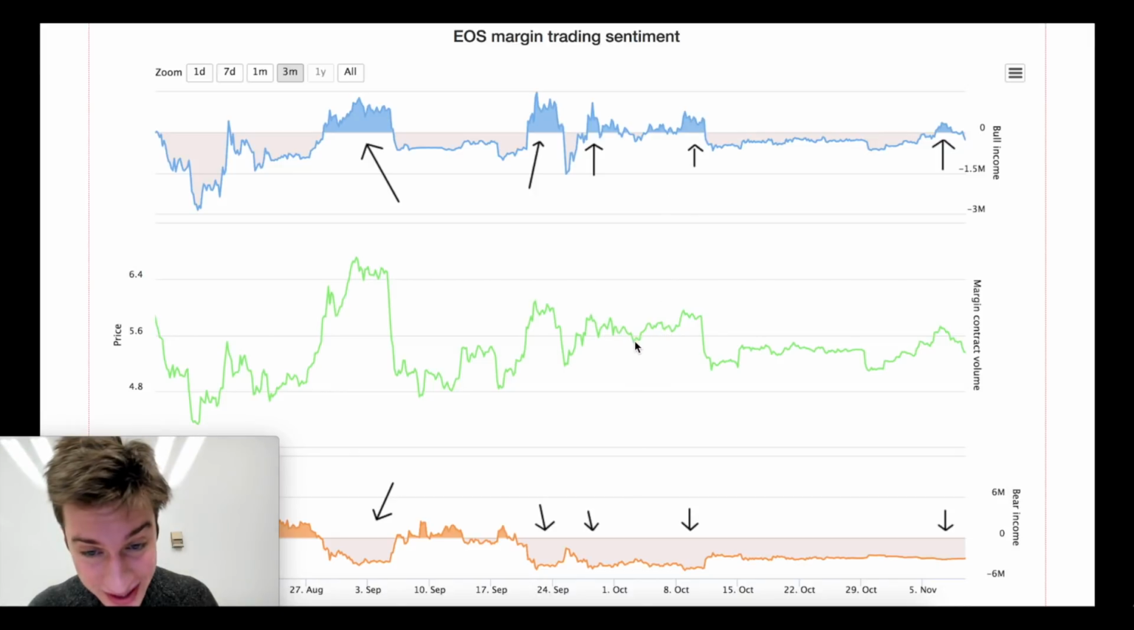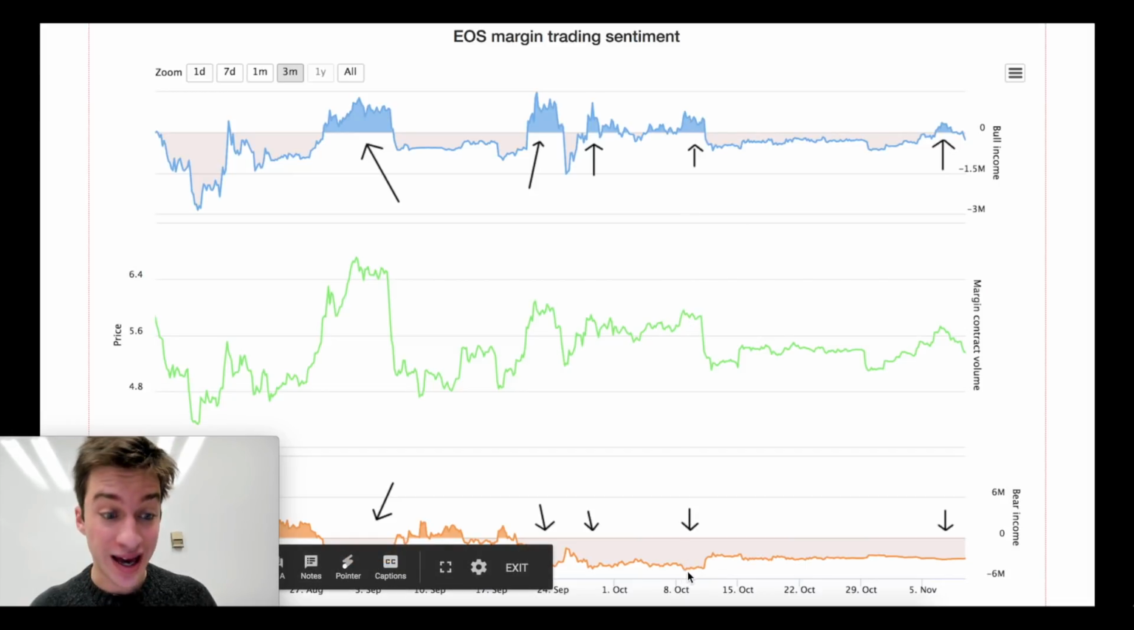Again, one last time. We went from here all the way up to here. And at that point in time, hey, we have more profitable longs. We have unprofitable shorts, a lot of unprofitable shorts here. Price is just going to keep going higher, right?